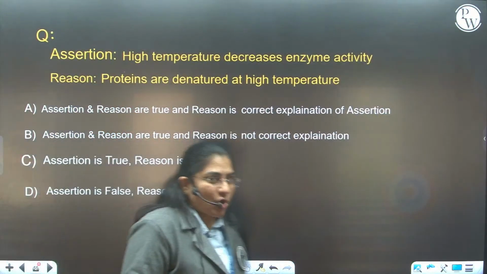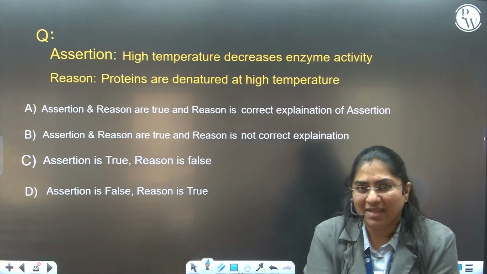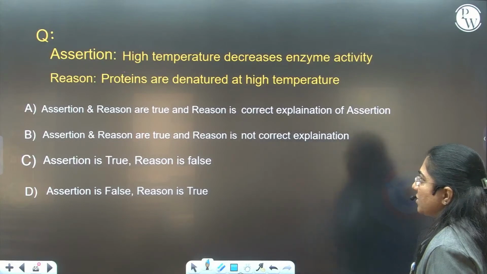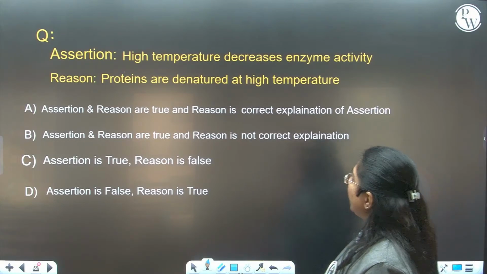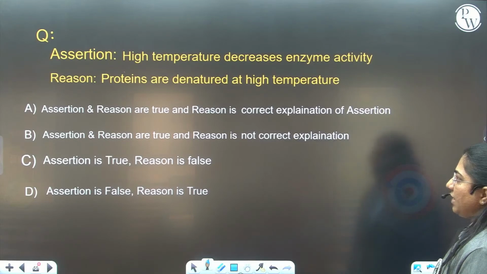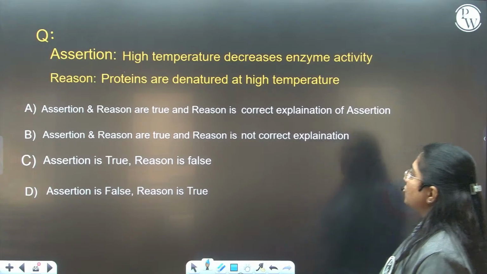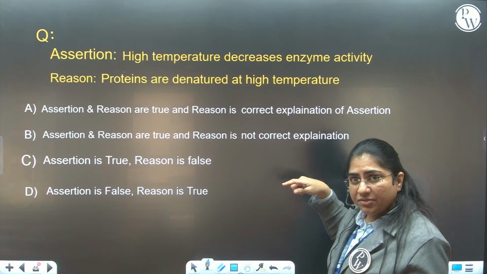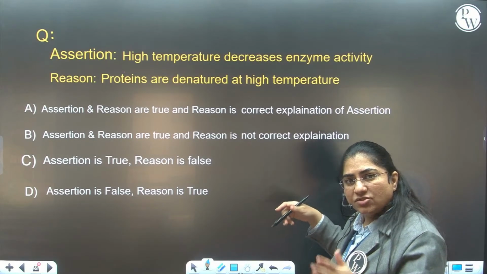So that's all from my side for today. But in the end, let us solve one more question and then have the closure for this. So assertion: high temperature decreases the enzyme activity. Reason: proteins are denatured at high temperature. High temperature decreases the enzyme activity. Is it true? Yes, it will decrease and then stop the enzyme activity.